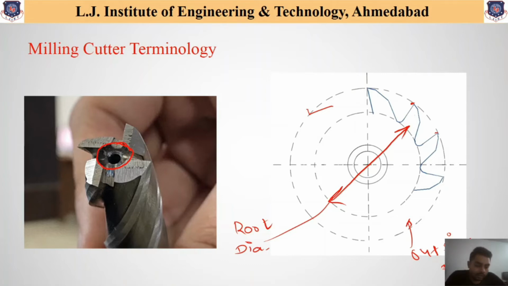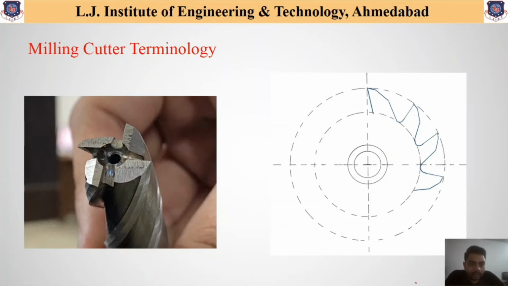Now let us have a look at another part, this particular section which helps during the cutting operation and for the flow of the chip. This particular portion is called the face of the tooth. So this is nothing but the face of the tooth.